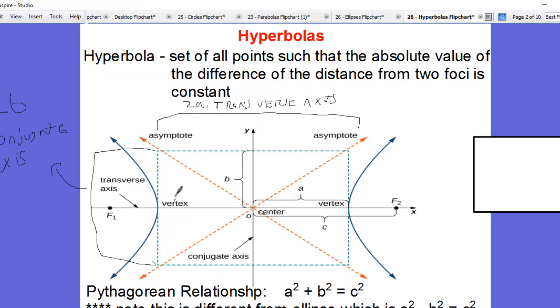And these parabola-like shapes approach the asymptotes, which have the slope of the vertical axis over the horizontal axis, in this case, the conjugate axis, half the conjugate axis over half the transverse axis. So in this case, this would be b over a. So the asymptotes go through your rectangle. So the Pythagorean relationship is a squared plus b squared equals c squared, which is different from the ellipse, which is a squared minus b squared equals c squared.